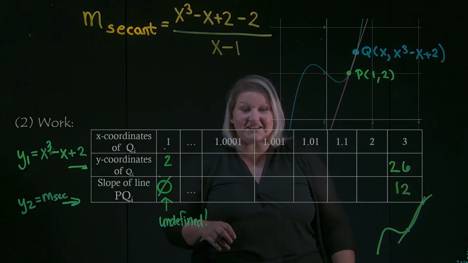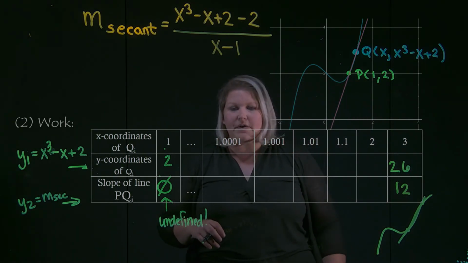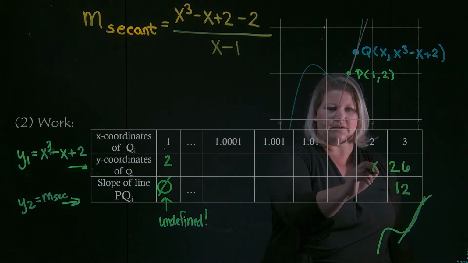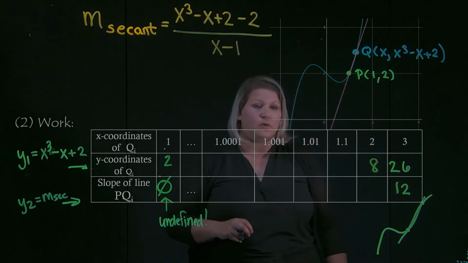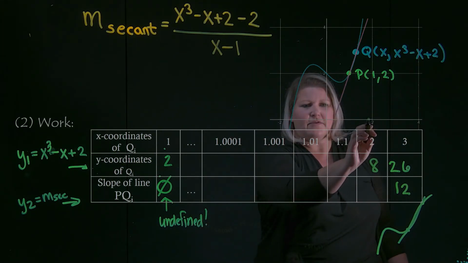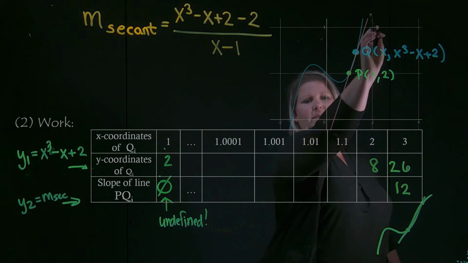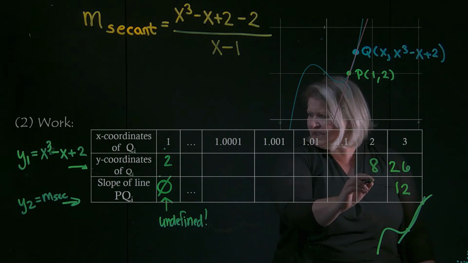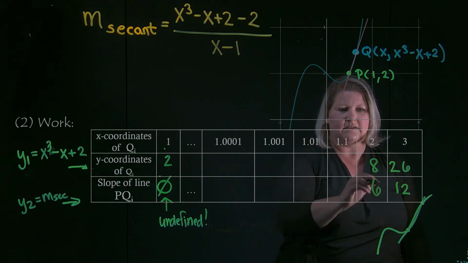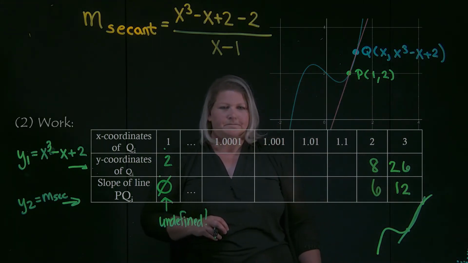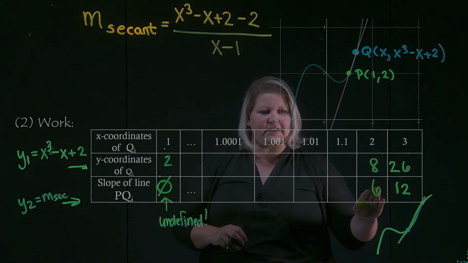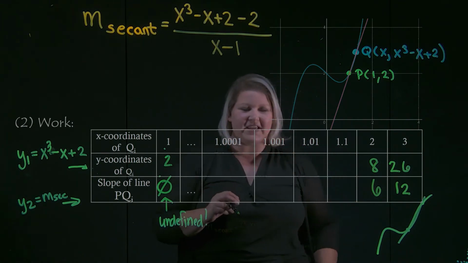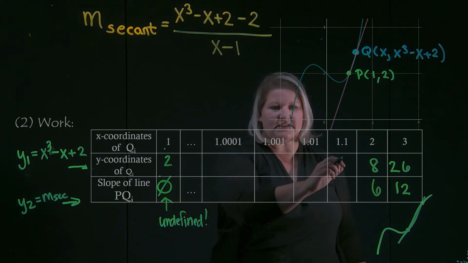Okay, next let's look at when the x-coordinate is 2. If we plug that into our original function, we end up with a y-coordinate of 8. And then if I find the slope of the secant connecting those 2 points, I get 6. Notice that my slope is changing as I get closer to point P. So now I'm going to use these other values.